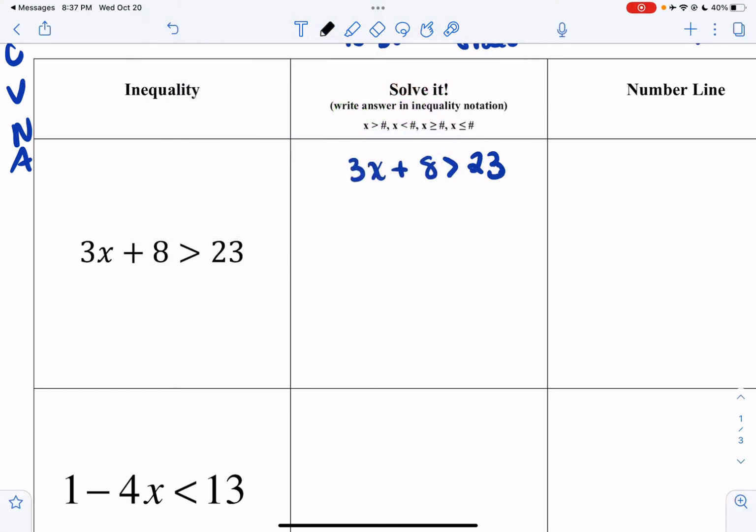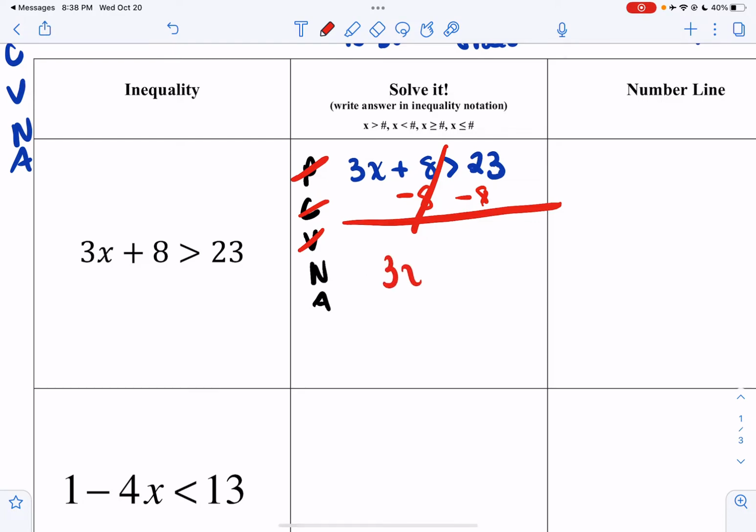The first thing I'm going to do is a PCVNA to the left of it. And I'm going to ask myself, do I have parentheses? Nope. Can I combine a 3x and an 8? Nope. Are all my variables on one side? Yup. Are all my numbers on the other? Nope. So I'm going to subtract 8 from both sides of my inequality. And I now do 23 minus 8, which is 15. So I get 3x greater than 15.